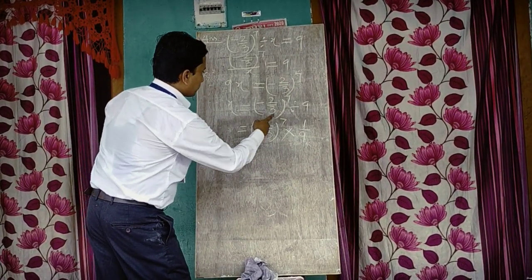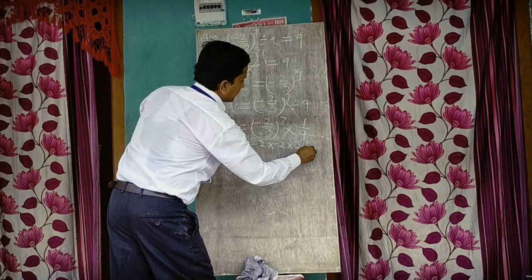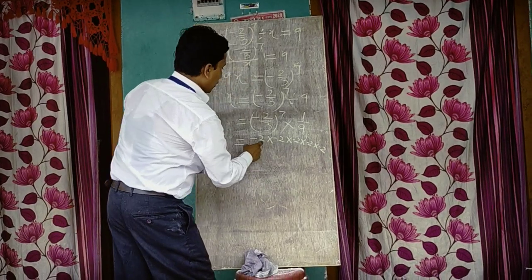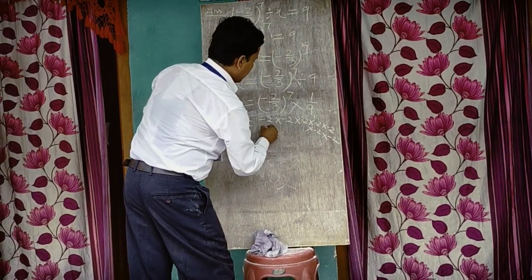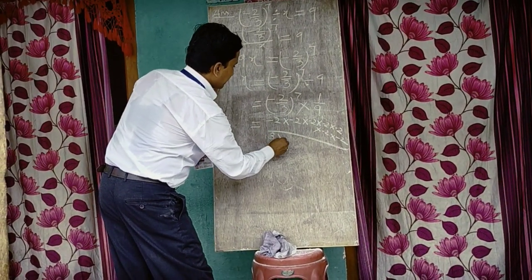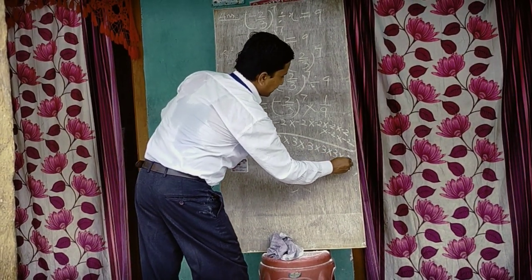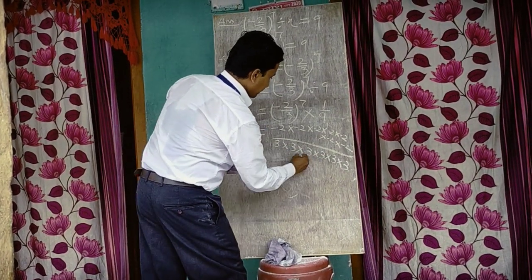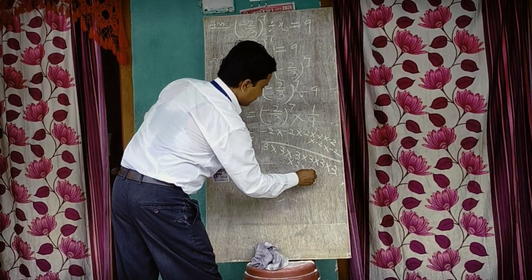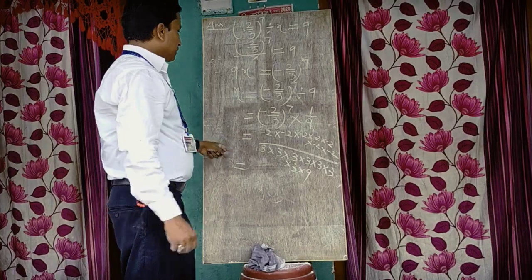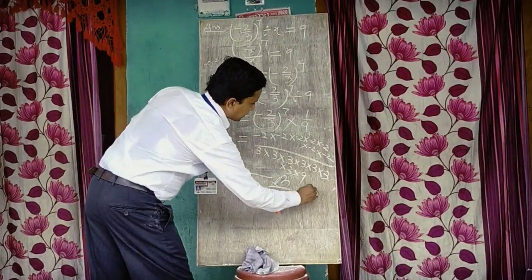Now, what will be the result? Minus 2 into minus 2 into minus 2 into minus 2 into minus 2. How many times? 7 times. Similarly, 3 into 3 into 3 into 3 into 3 into 3 into 3, into 9. Now, what will be the result? Now, you multiply and then you can get the result.